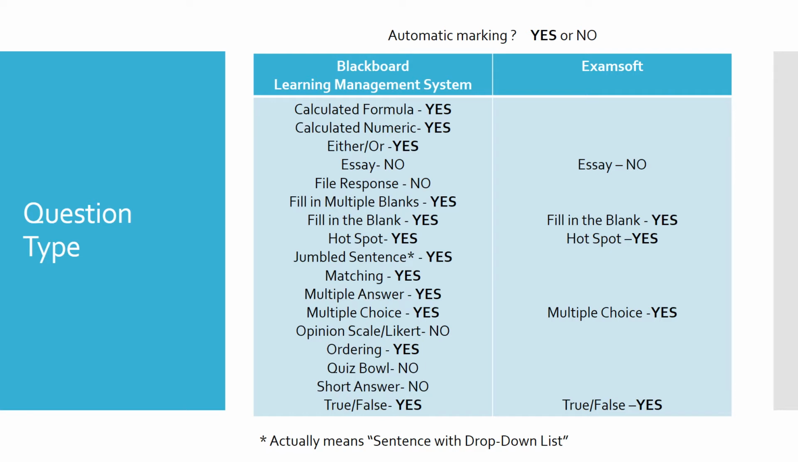Okay, automatic marking. This is important if you have little time or little budget to afford additional markers. If you have automatic marking, it's going to reduce the time and also reduce cost. On Blackboard and ExamSoft, I've marked which question types enable automatic marking, and you can see that there are many options that can be used for automatic marking, and there are a few options that don't.